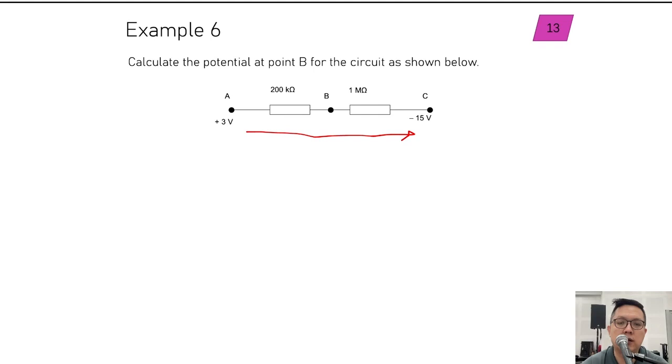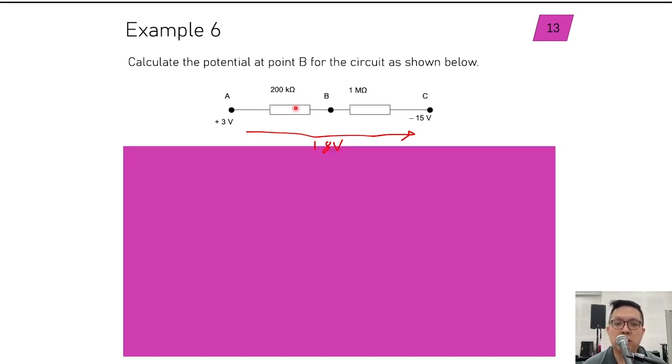Okay, let me just write it. 18 volts of drop. So when it drops from A to B, and from B to C, together they must give you 18 volts. How far it drops will depend on the potential difference. So what we can do is work out some stuff first.